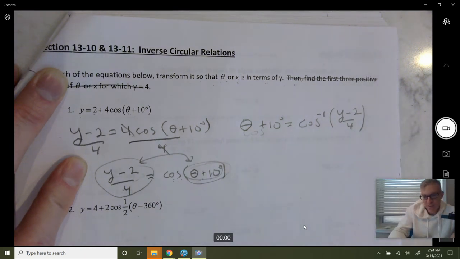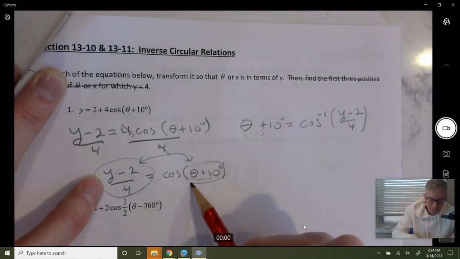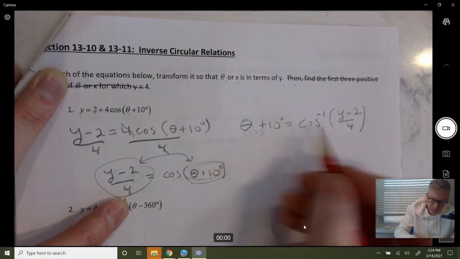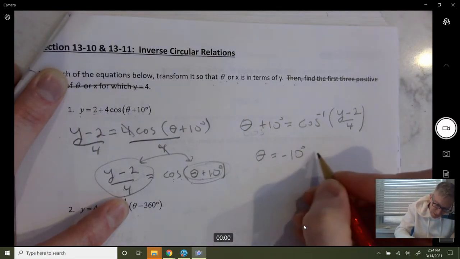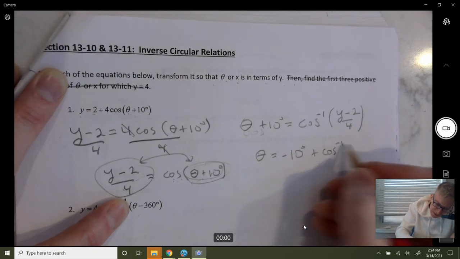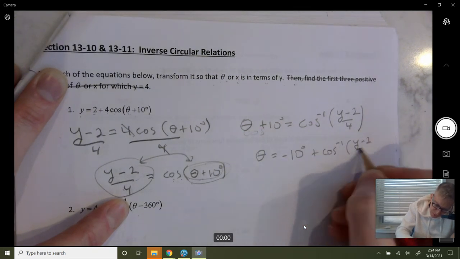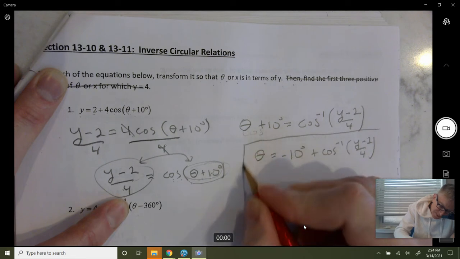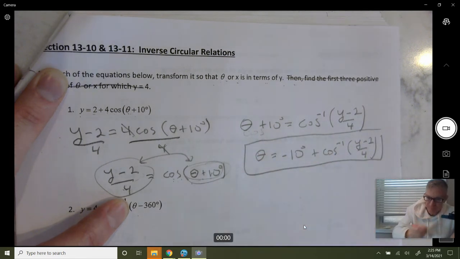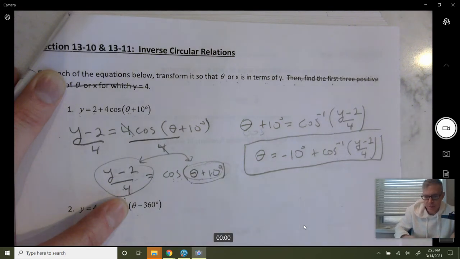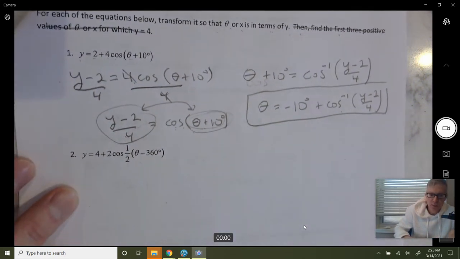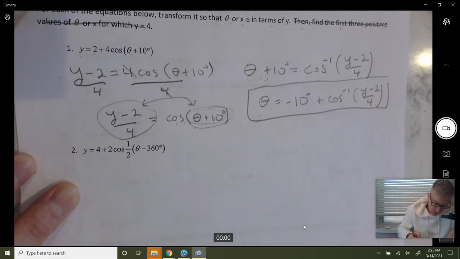Okay. Now, that quick step made it really easy to get the theta by itself. Now we're going to subtract 10 from both sides. Theta equals negative 10 degrees plus cosine inverse of y minus 2 over 4. That's all you have to do. There is a second part, find the first 3 positive values, but we're skipping that. Okay. We'll do a couple more.